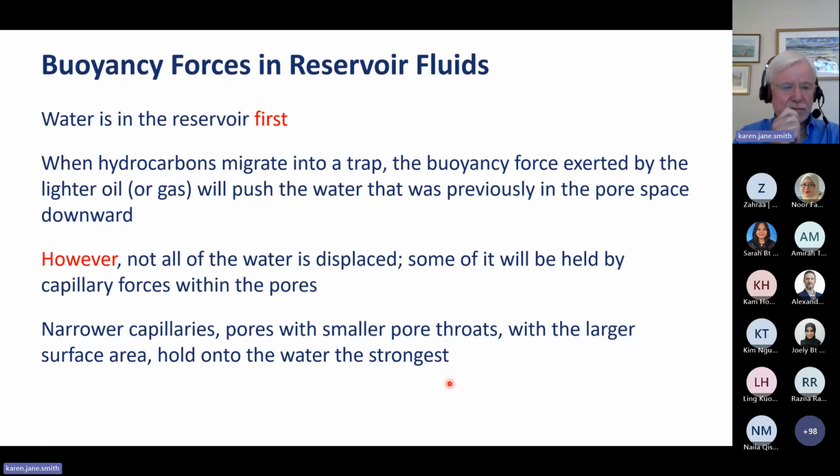Now, the water was in the reservoir first, when it was laid down. Later, hydrocarbons migrated into the trap, and the buoyancy forces exerted by the lighter oil pushed the water down to below the free water level. Now, not all the water was displaced. Some of it was held back by the capillary forces in the pores. Narrow pores with smaller pore throats and a larger surface area held onto the water the strongest.